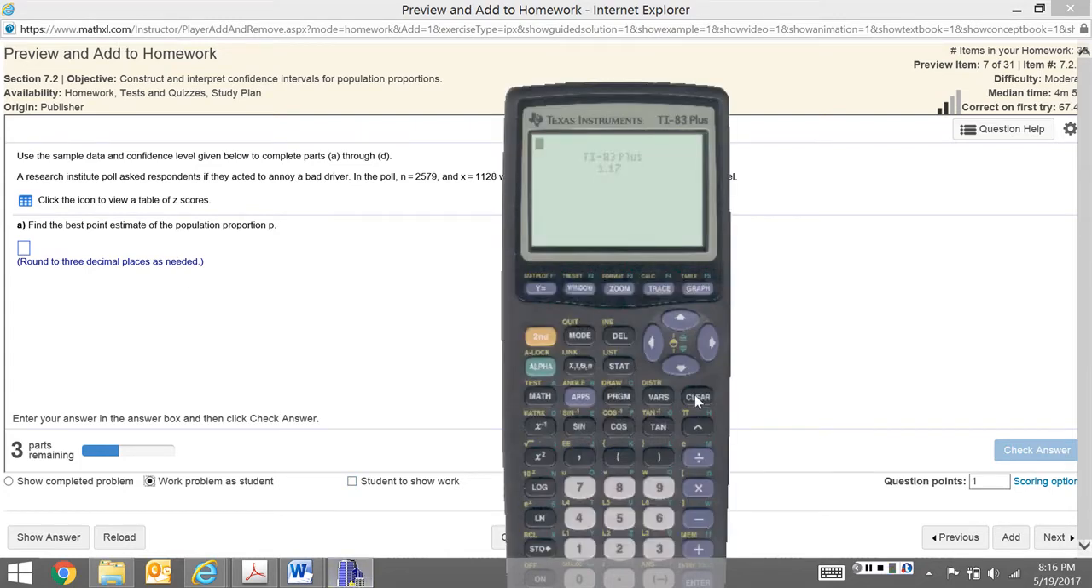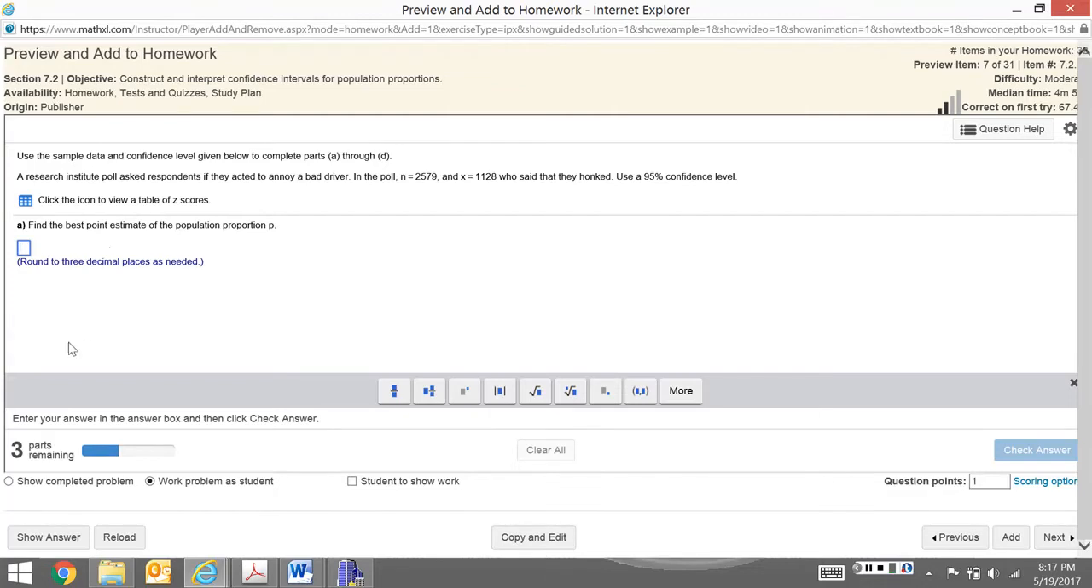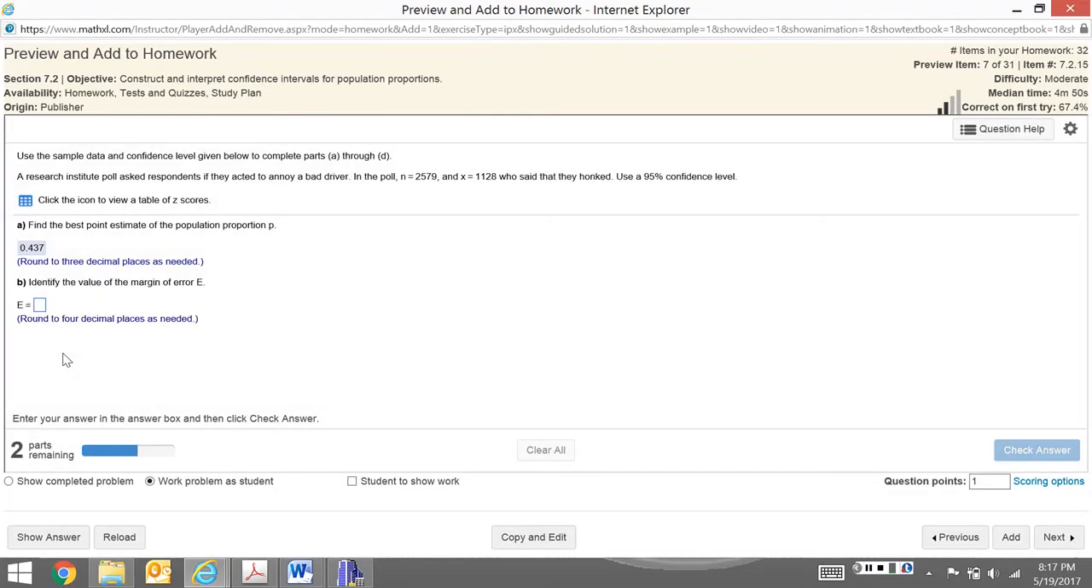Well, we're dealing with the honking. So we're going to do 1128 divided by 2579. Rounding to 3 decimal places, that's 0.437. This is our estimate, 0.437. So all we're doing is finding, kind of, our center. And then we want to identify the margin of error.